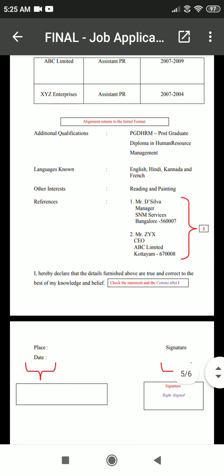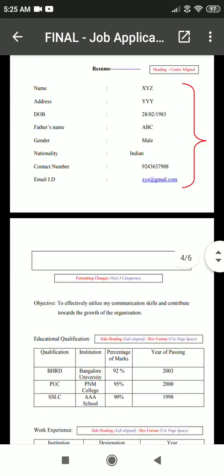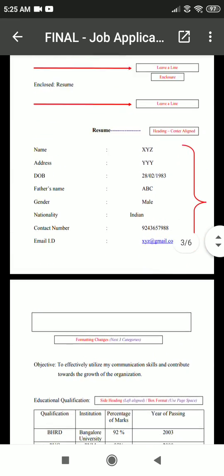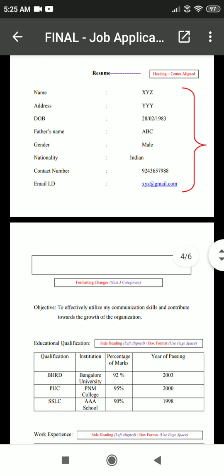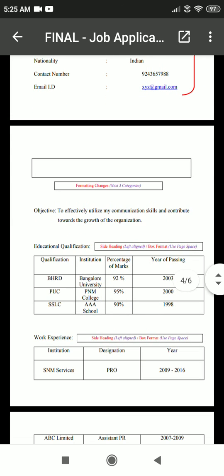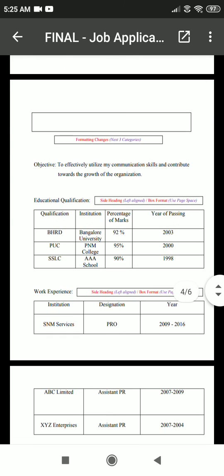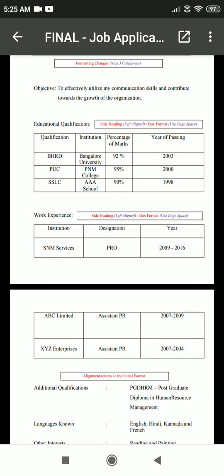That's the reason I mentioned it particularly over here. Kindly go through this entire format once again. It's very important. And further, looking at a quick recap of what we did on our resume, we wrote a name, address, date of birth, father's name, gender, nationality, contact number, email ID, and then I just left a line. Objective, write an objective. Leave a line, education qualification. Given the headings of qualification, institution, percentage of marks, year of passing.